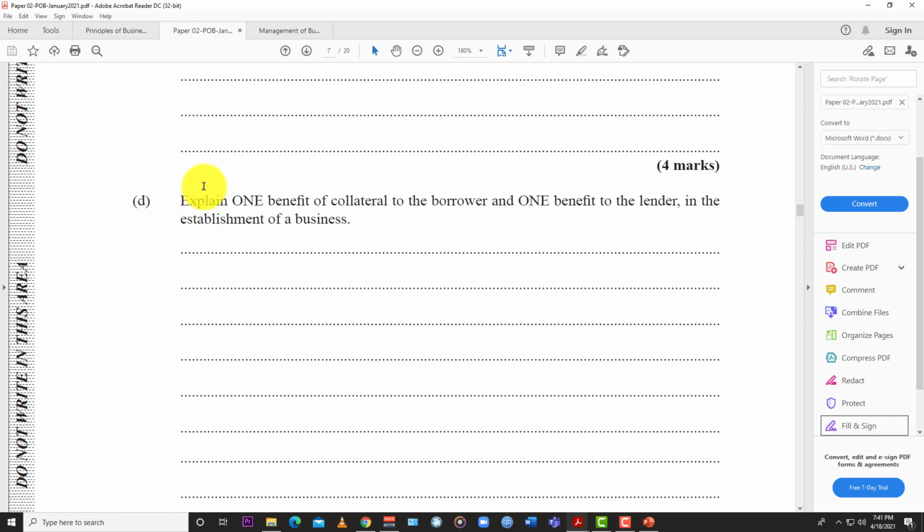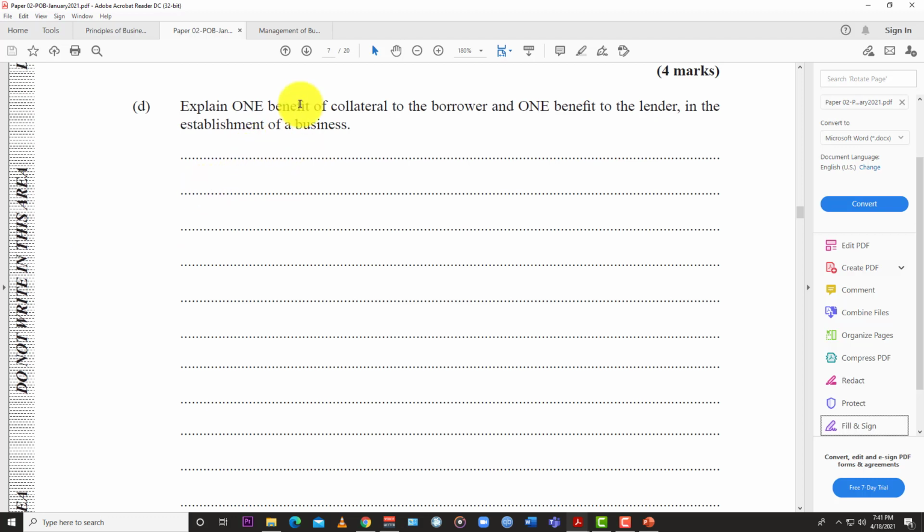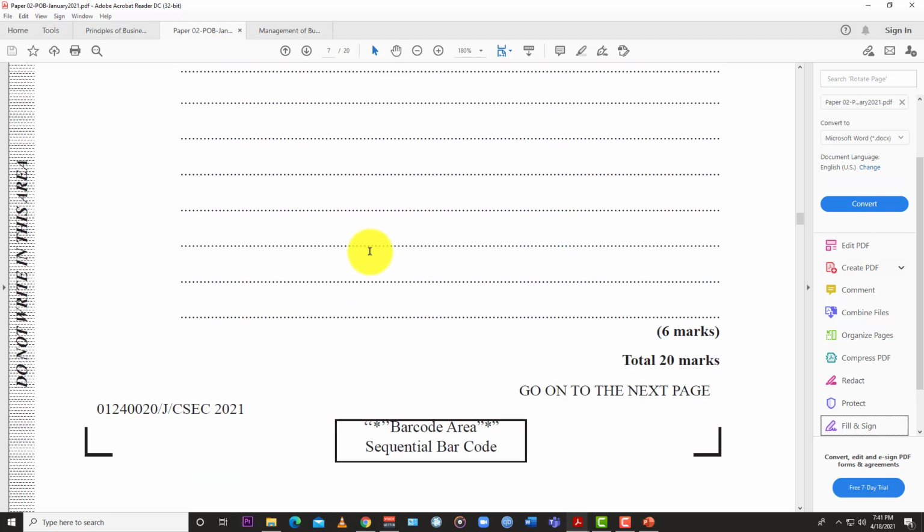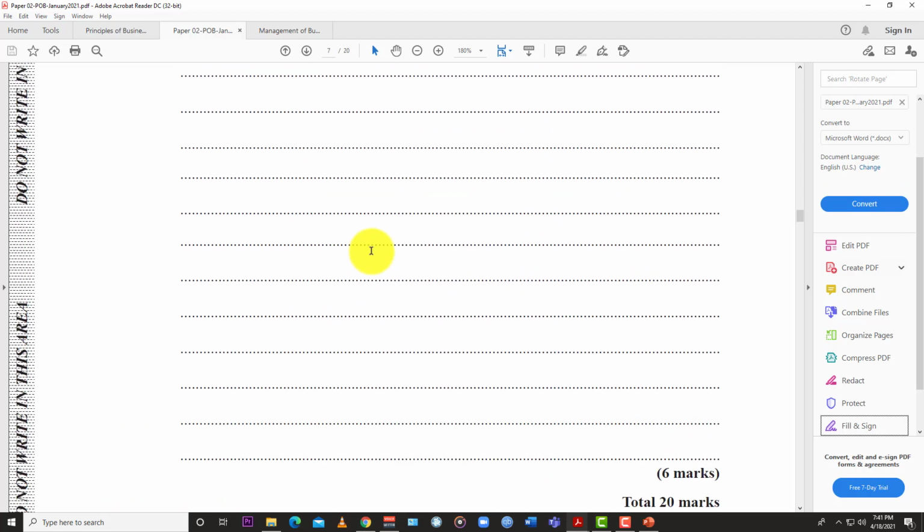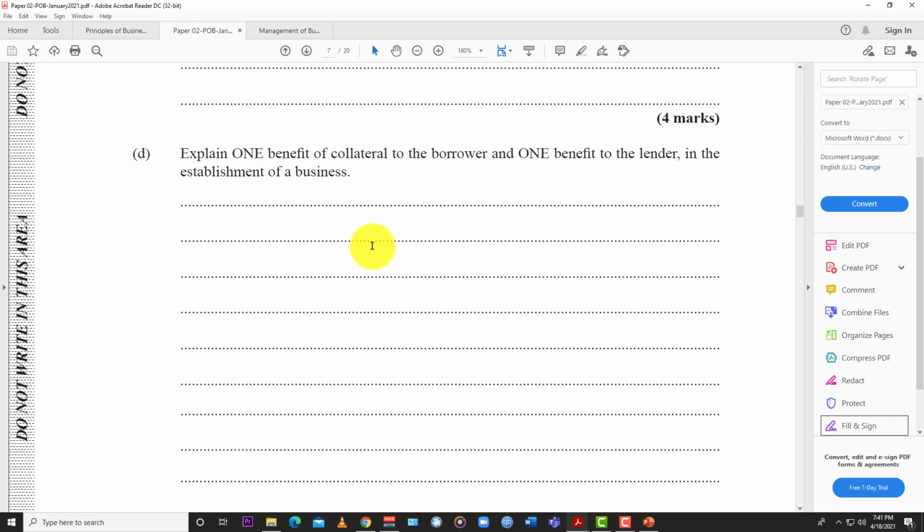All right, D. Explain one benefit of collateral to the borrower and one benefit to the lender in the establishment of a business. And so this is a big one, the 6-mark question, the 6-point question. And so, first of all, what is collateral? And so you might want to define what collateral is. So that's the first thing you have to do. Define what collateral is, and then explain the benefit to the borrower and the benefit to the lender.